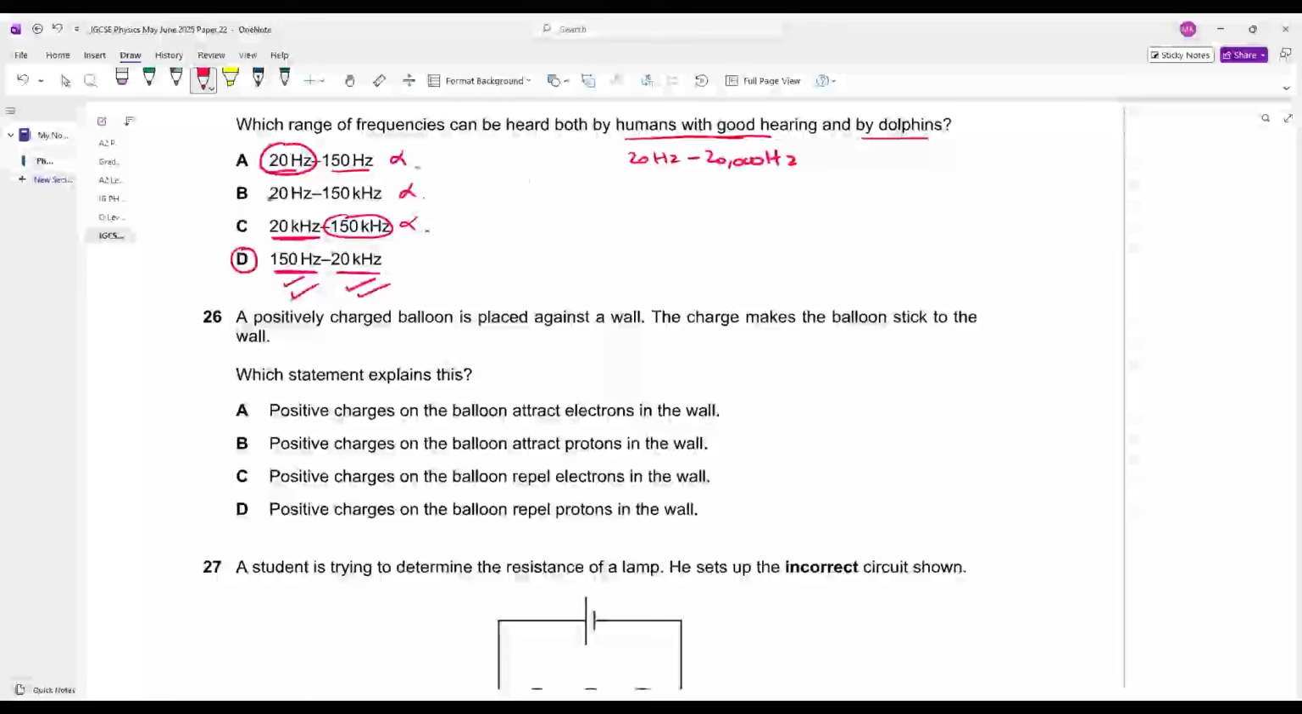A positively charged balloon is placed against the wall. The charge makes the balloon stick to the wall. Which statement explains this? The positive charge on the balloon attracts what? The negative charges or electrons on the wall. A is your answer.